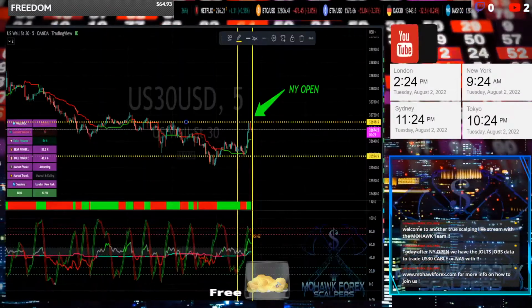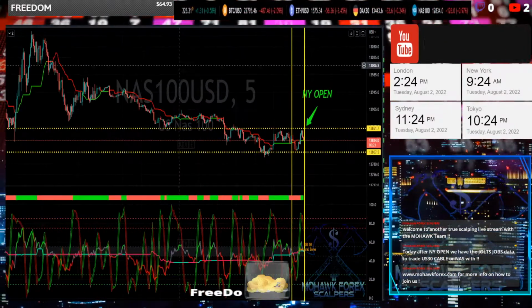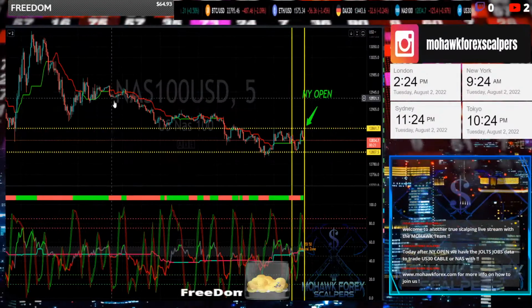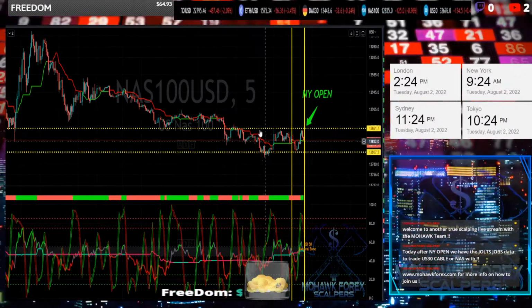So NAS is shaping up. See the nice sell here. Range again on a sell, a range, sell, another pack.